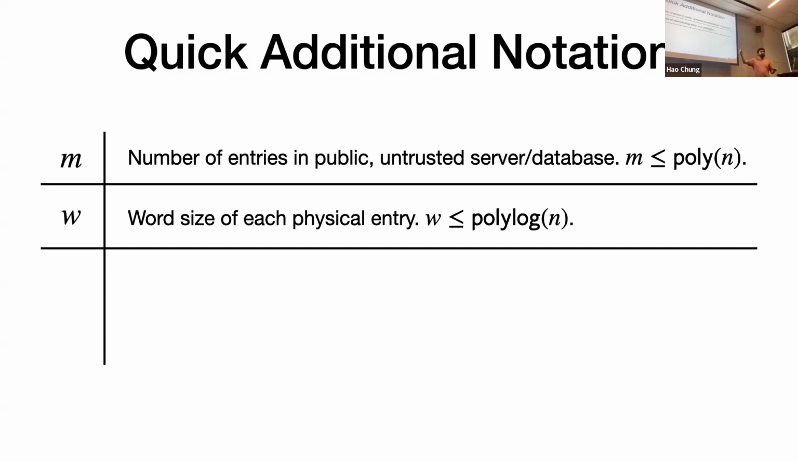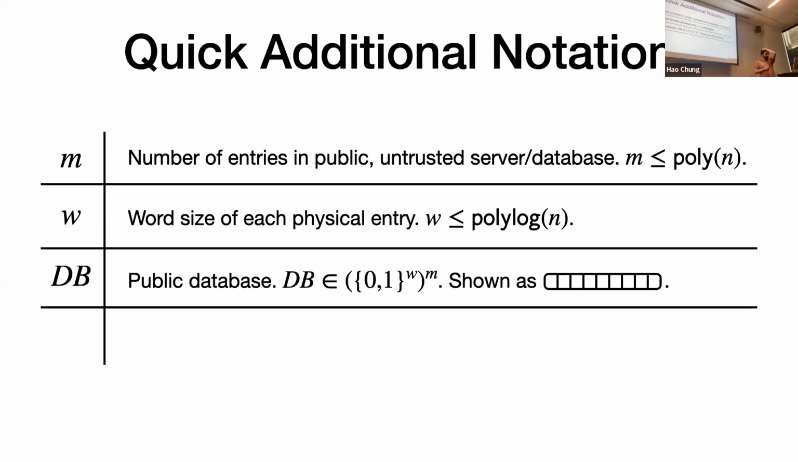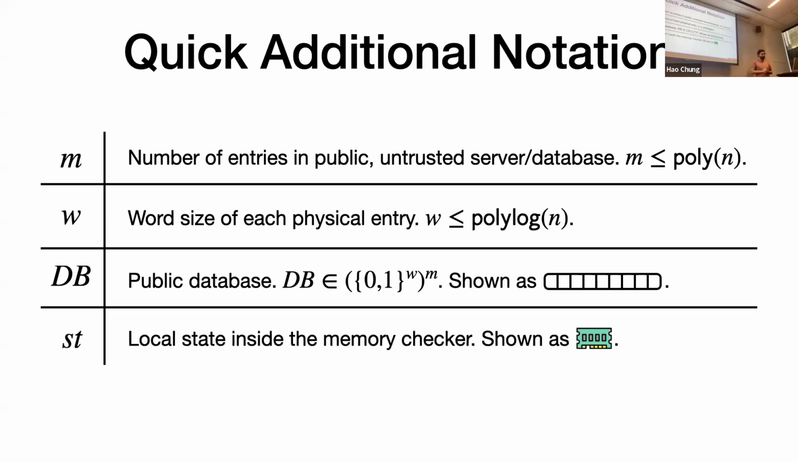I'm going to let W be the physical word size of each entry. It's how many bits we're storing on the server for each RAM entry. And I'm going to assume it's at most polylogarithmic in n. I'm going to let DB denote the public database. You can think of this as a vector of words of length W, and M of them, one for each of the public database entries. I'll show it as this little array-looking figure here.